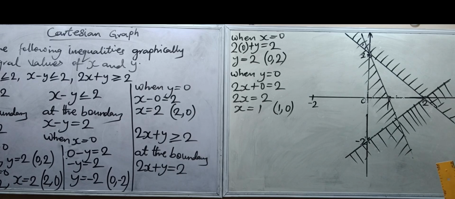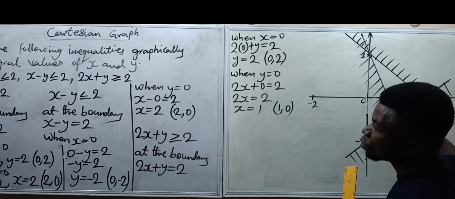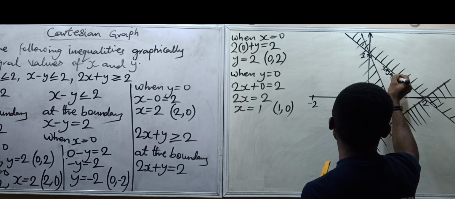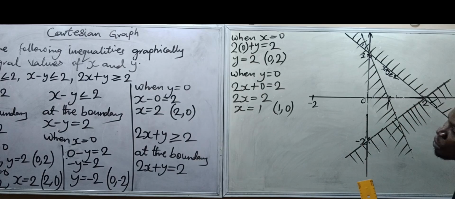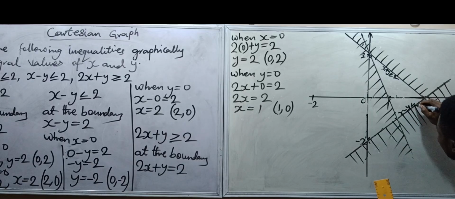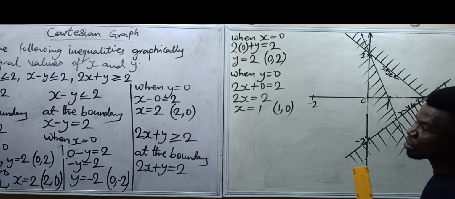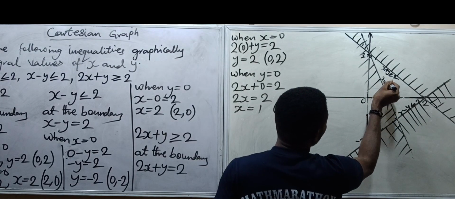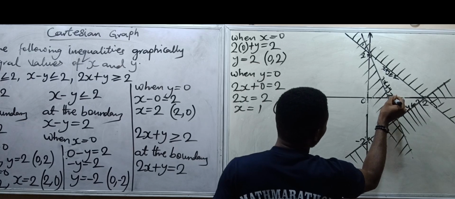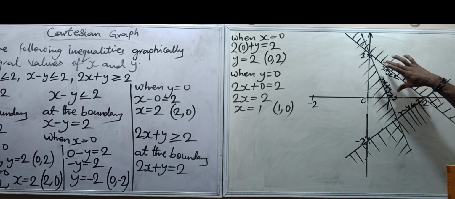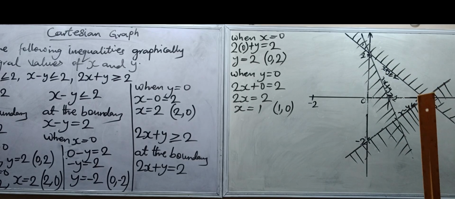So now we need to label each one. The first one is x plus y is less than or equal to 2. This one is x minus y is less than or equal to 2. While the very last one is 2x plus y is greater than or equal to 2. So this region at the center is the region that shows the solution of this inequality.